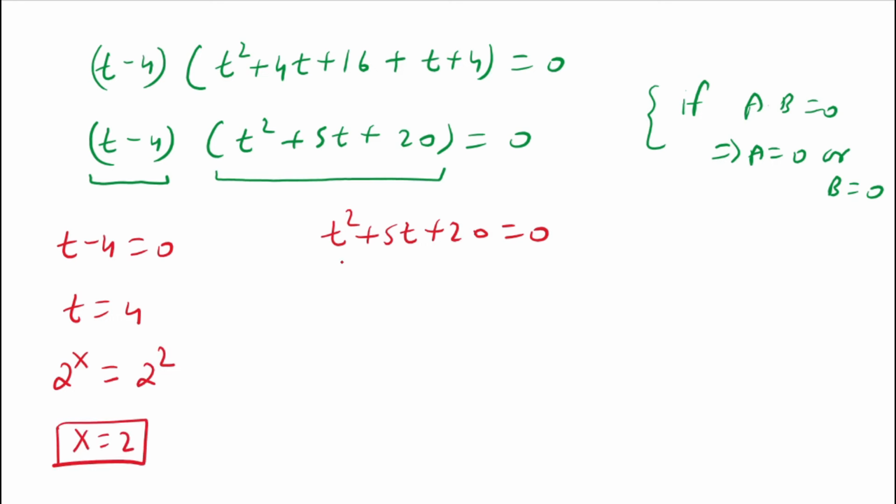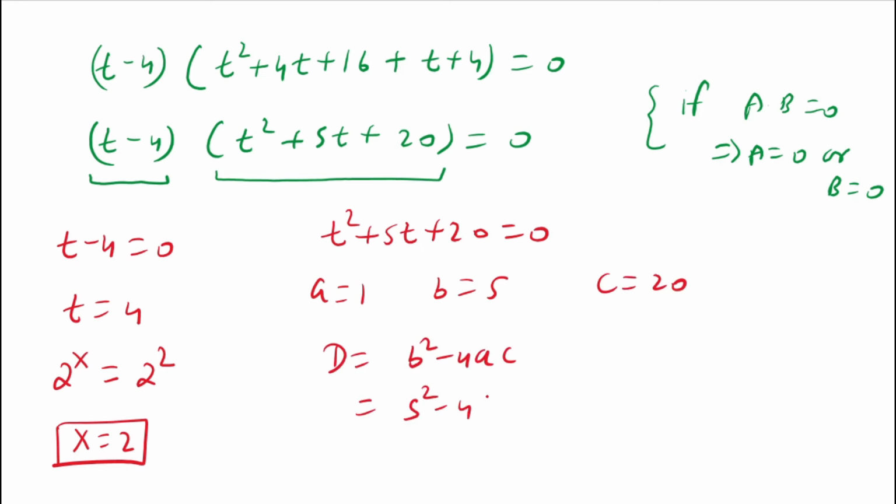And we have a quadratic equation, so first we will check the discriminant of this quadratic, because here we will talk about only real solutions. The value of a is 1, b is 5 and c is 20. We know that the discriminant is b^2 - 4ac. So 5^2 - 4 times 1 times 20, then 25 - 80, and this is less than 0. This is negative, so it means t does not belong to real numbers. So our solution is x = 2.